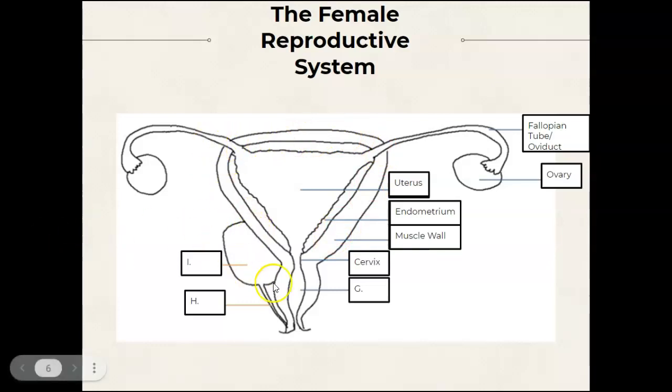You have the cervix, which is the opening to the uterus. You have the vagina, which is in between the cervix and your opening to the outside of the body. And then you have the urethra, which is behind this, or I guess to the left of this in this image, and the bladder. So the bladder and the vagina are two different areas in females.